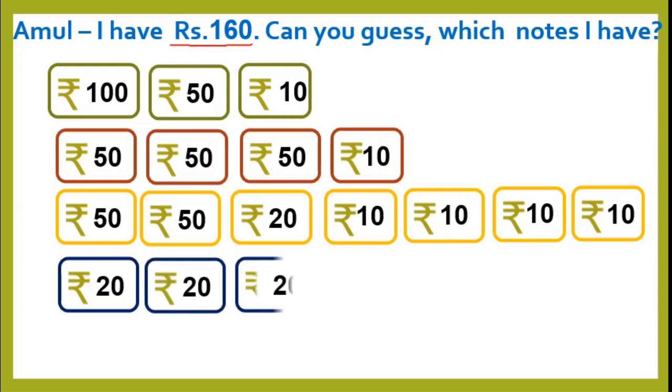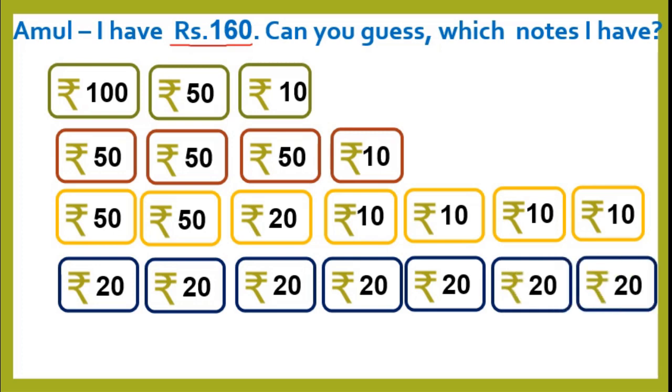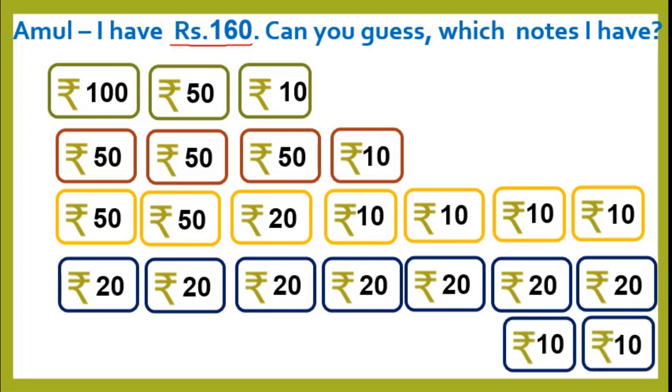Next, 20 rupees he is going to use. 20, 20, 40 plus 20, 60 plus 20, 80 plus 20, 100 plus 20, 120 plus 20 means 140. This is 150, 160. Got this, students? Like this we can guess many more options that become equal to rupees 160, isn't it?